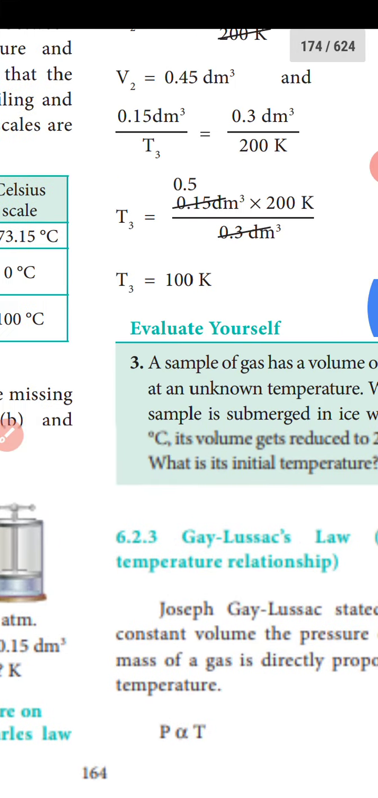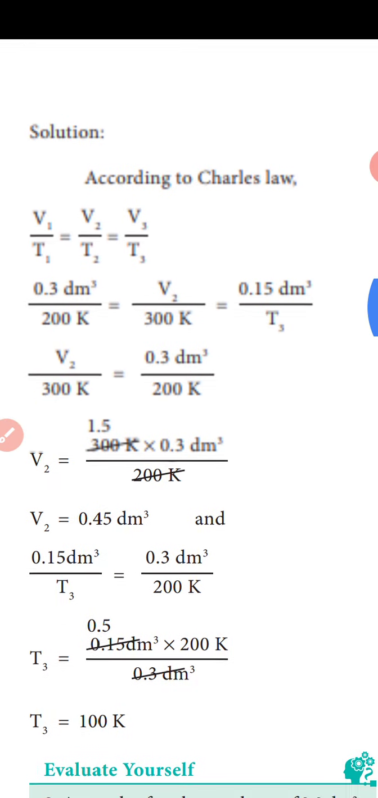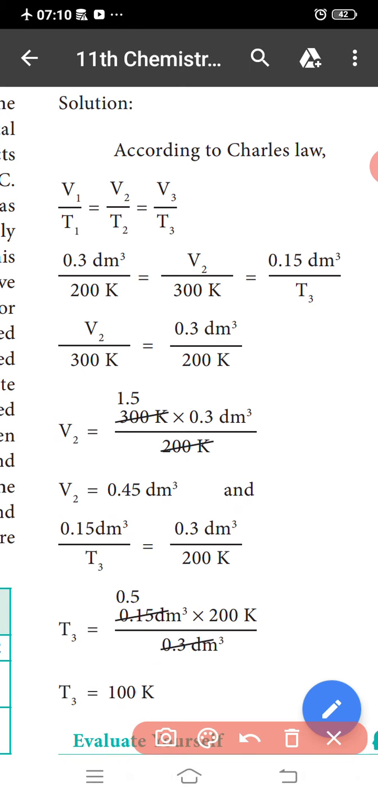See the solution. The formula applies: V1/T1 is equal to V2/T2. The V1 value is 0.3 dm cube, and the T1 value is 200 Kelvin. The pressure is constant, 1 atmosphere. For V2, substitute the values: the T2 value is 300 Kelvin. So V2 is equal to 0.15 dm cube.